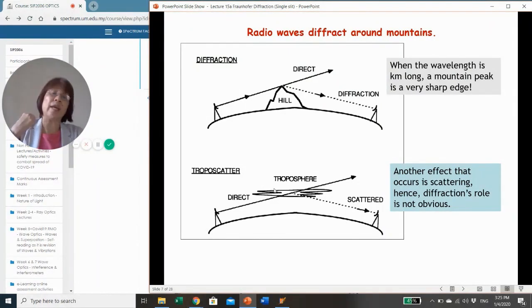Now, radio waves can also diffract. Because radio waves have long wavelength, when you compare to the mountain peak, the peak becomes a sharp edge compared to wavelengths which are kilometers in length. So this wave will diffract and can then reach the receiver. Of course, there is also another phenomenon that will mask this, which is scattering by particles in the troposphere, so the wave that reaches the troposphere will be scattered, and because of scattering, you will receive the scattered ray.